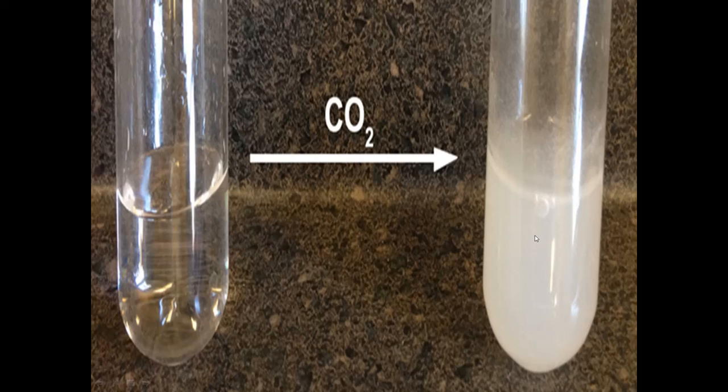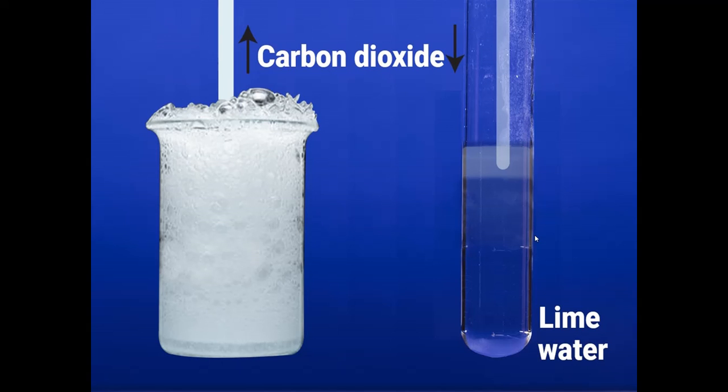When carbon dioxide is passed through lime water, as you can see here, calcium carbonate is formed. Calcium carbonate makes lime water milky. The turning of lime water milky is a standard test of carbon dioxide.